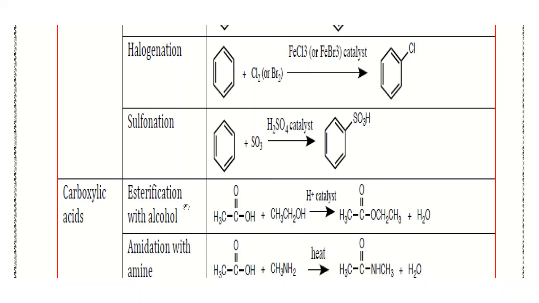Substitution reaction can also occur in carboxylic acid. For example, when carboxylic acids are reacted with alcohol, this is the carboxylic acid, acetic acid, and when it reacts with ethanol, the product formed is an ester. So the substitution reaction of a carboxylic acid with an alcohol forms an ester as a result. And if we observe this reaction in the lab, a fruity smell will be formed in our product.